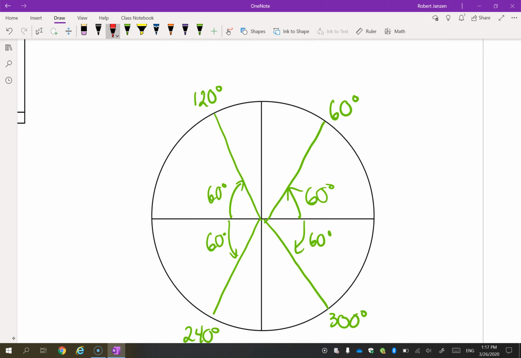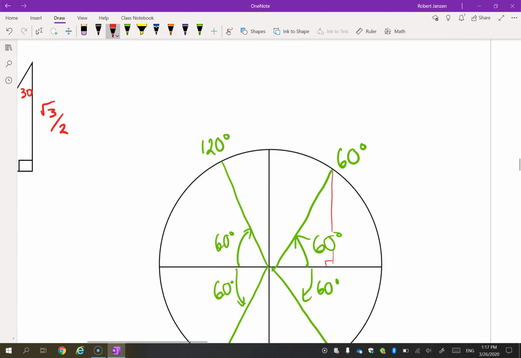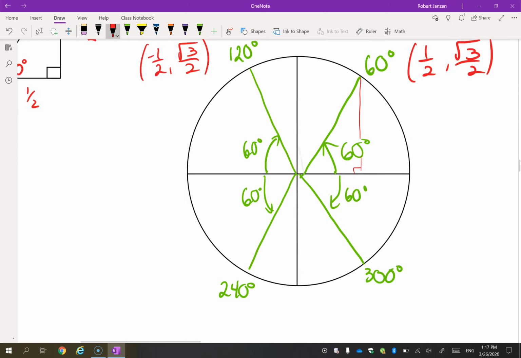Okay, and if you draw this triangle in and we examine it, you should notice something. It's exactly the same triangle but flipped on end. So now this is 1/2, and this will be √3/2. All right, exactly the same except these values are flipped.